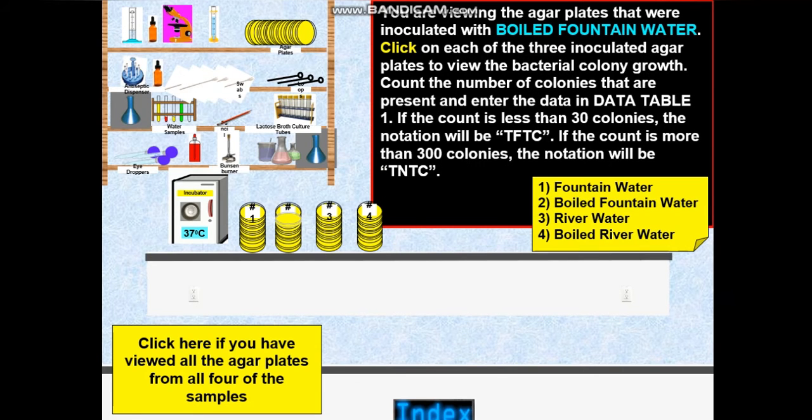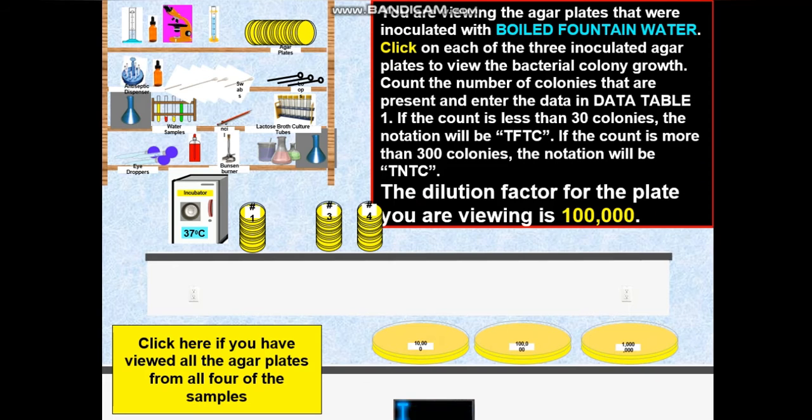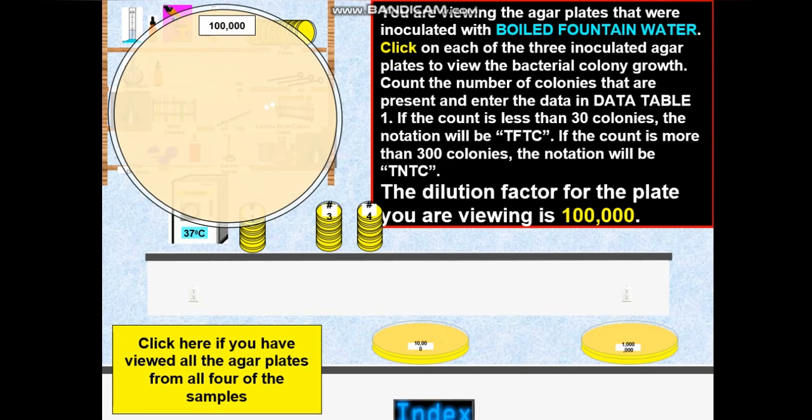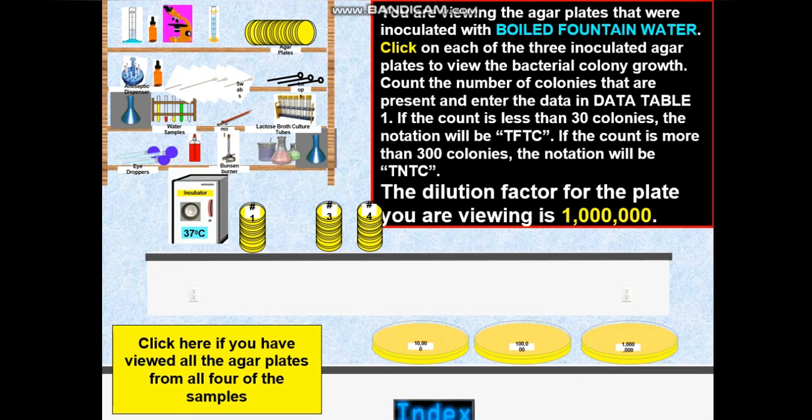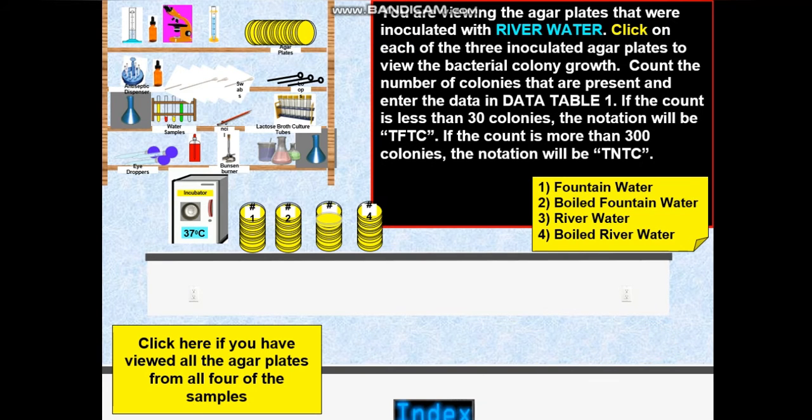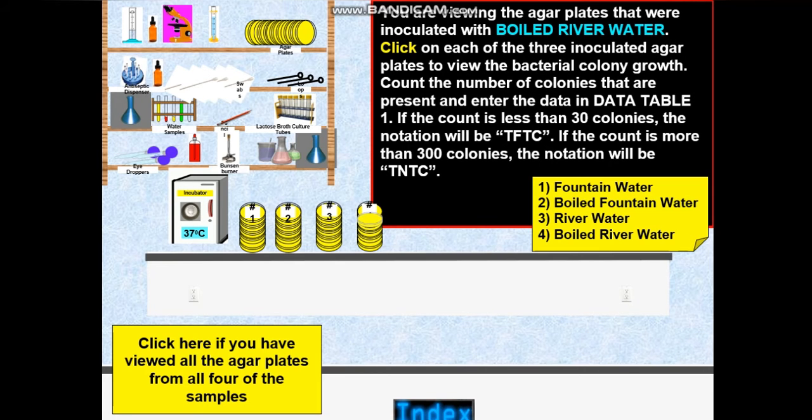Next is the boiled fountain water sample. I think it is the same as the fountain water sample, which is 10,000, and this is 100,000, and this is 1 million. Same for river water. And also boiled river water.